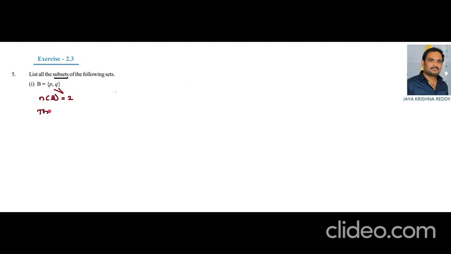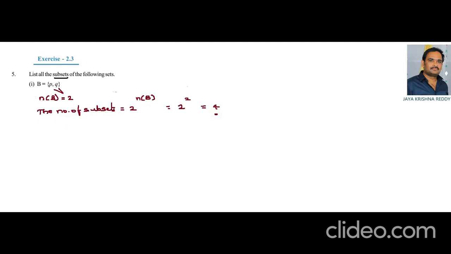Now we have to write the subsets for this set. So the number of subsets equals, what is the formula? 2 to the power of n of B, since the set name is B. So the number of subsets equals 2 to the power of n of B, that equals 2 to the power of, what is n of B? 2. So it is 2 to the power of 2, means 2 into 2, it is equal to 4. That means the set B has 4 subsets.